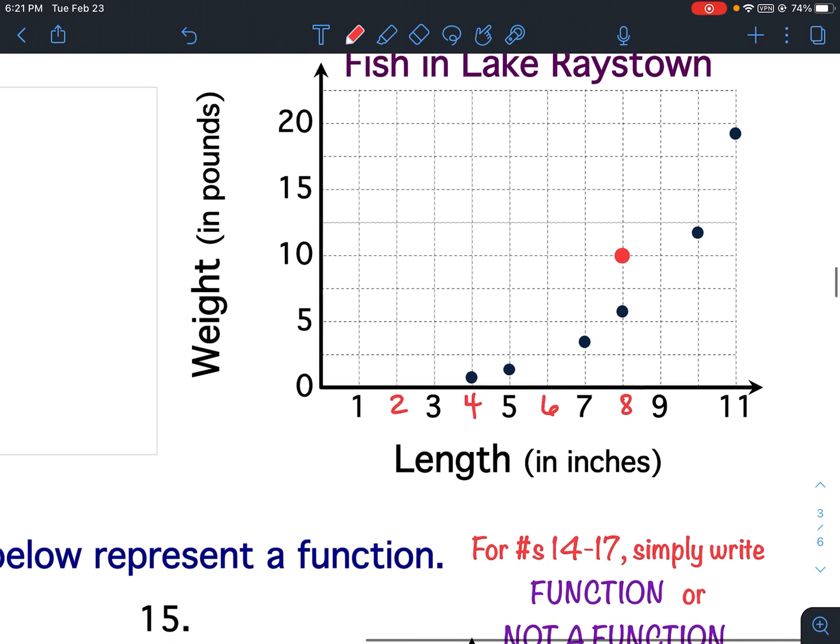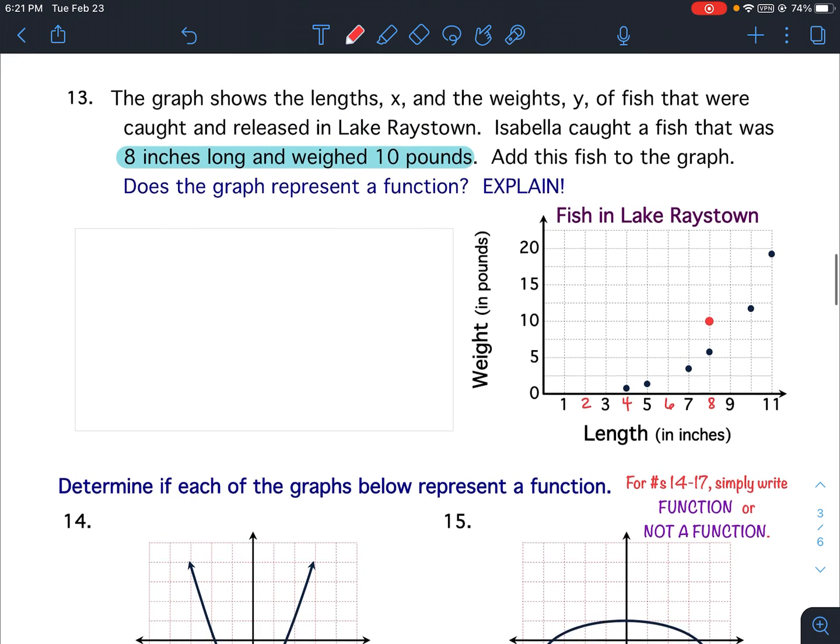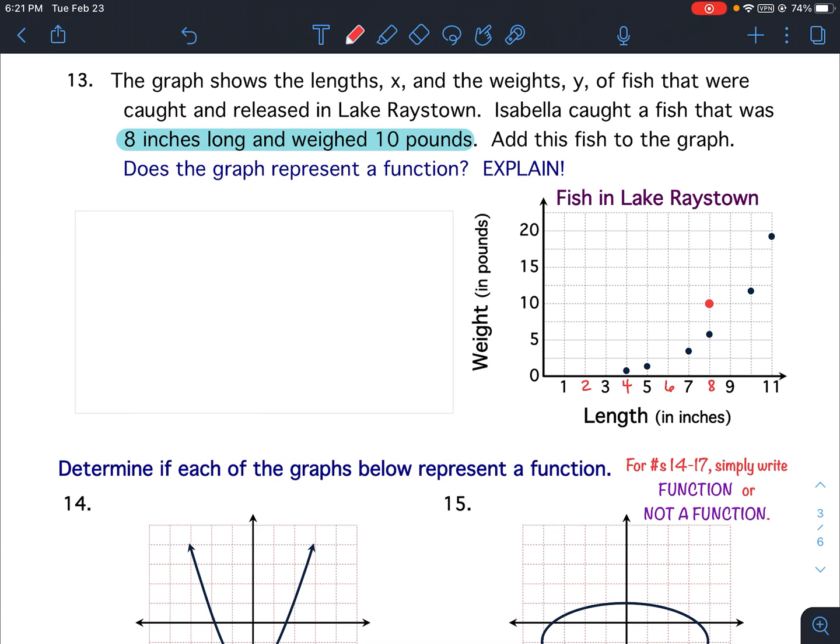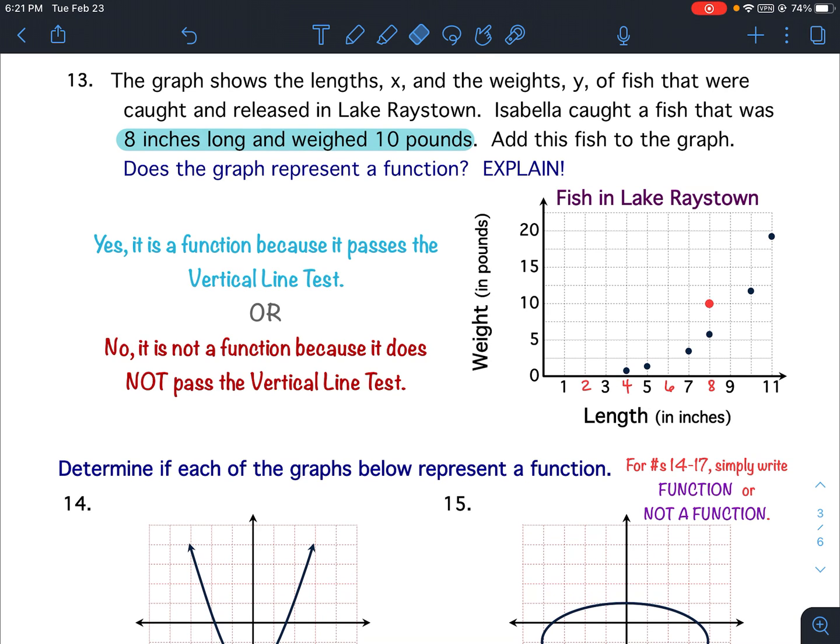Okay, now using the vertical line test, you need to determine is this a function or not a function. So if it is a function, your answer will be yes, it is a function because it passes the vertical line test. If it's not a function, your answer will be no, it is not a function because it does not pass the vertical line test. So you need to plot the point, use your vertical line test, and determine what your answer is. Pause your video, write that answer down.